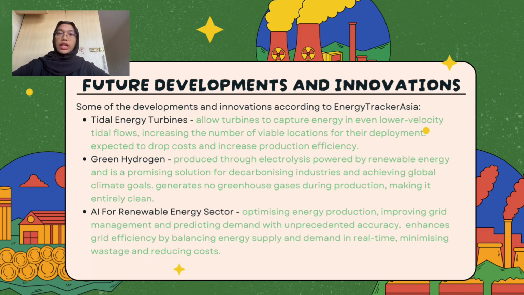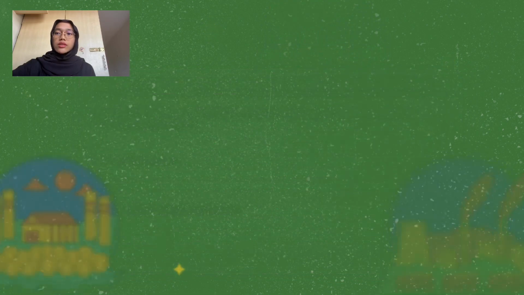And the last one, AI for the renewable energy sector. It will optimize energy production, improve grid management, and predict demand with unprecedented accuracy. It will enhance grid efficiency by balancing energy supply and demand in real time, minimizing wastage and reducing costs.